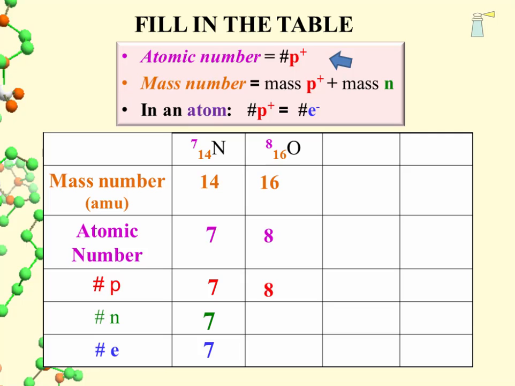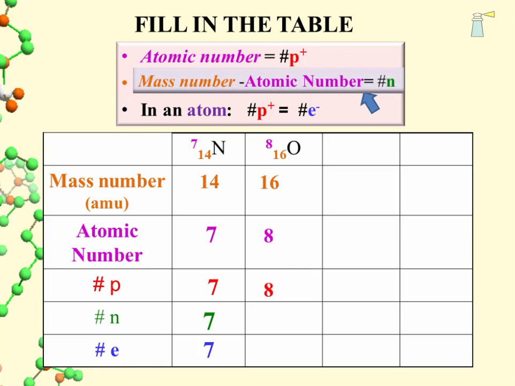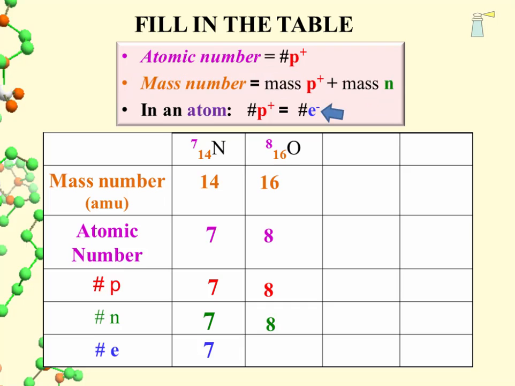As for the neutrons, we use our modified version of the mass number definition. That will be mass number 16 minus atomic number 8 to give us 8 neutrons. And we get the number of electrons from equating it to the number of protons, and that is also 8.